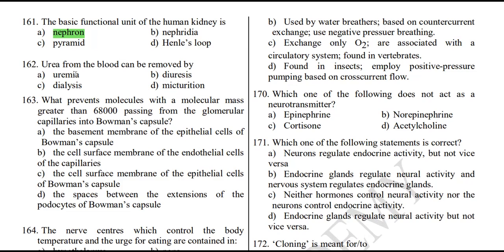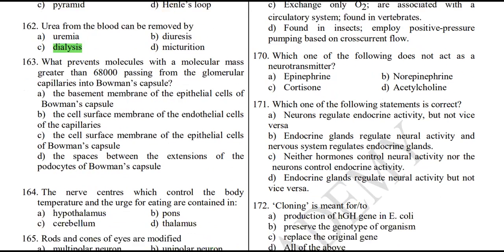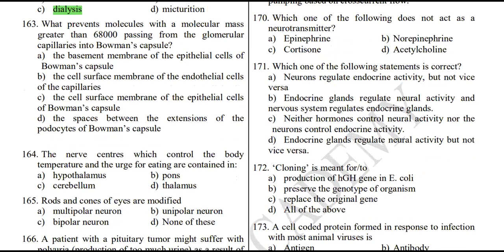Uremia is a condition where the kidney is not able to filter the body fluids, we can say. And dialysis is the process when the blood urea has not been removed, then it is going to be dialysis. Micturition is the action of urination. Okay, that is micturition.